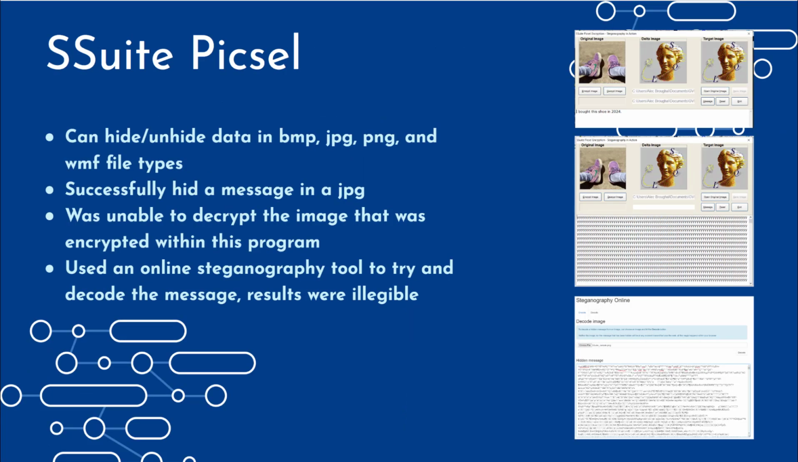SweetPiscal can hide and unhide data in BMP, JPEG, PNG, and WMF file types. I was able to successfully hide a message in a JPEG, but I was unsuccessful in decrypting that same image that I was able to encrypt within this program. I tried using an online steganography tool to try and decode the message, which it did decode, but since it encrypts it at the same time, the message that it recovered was completely illegible and served no use at all. So this program was successful with hiding a message, but unsuccessful in unhiding the message that it hid.